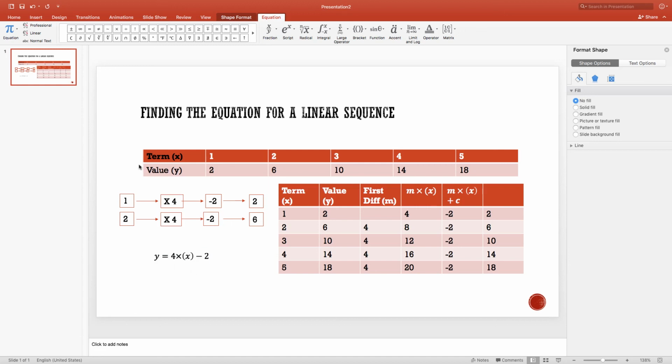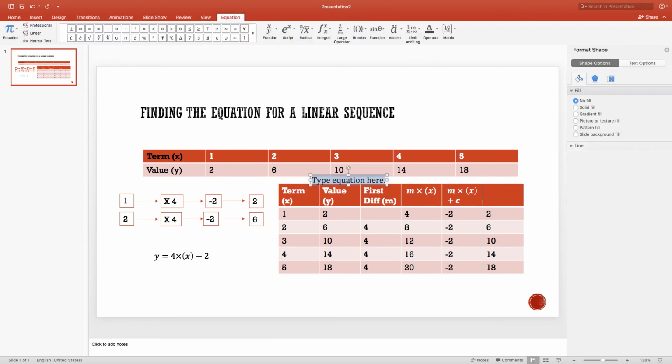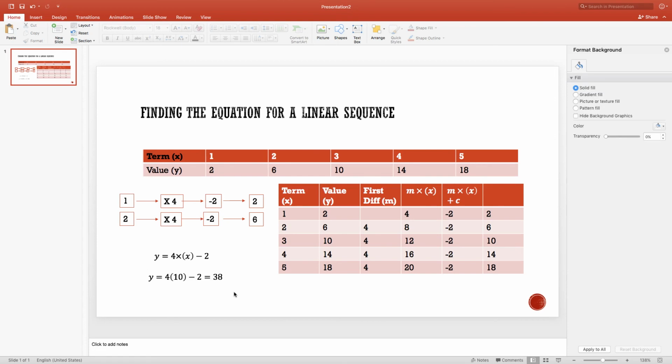So that if we now had the 10th pattern or term, then our rule would tell us to go 4 times 10, take away 2, and that would equal 40, take away 2, which would be 38. And we can go the other way as well. So these are what we call algorithms. This is a difference table, and this is called an input-output box, in fact.